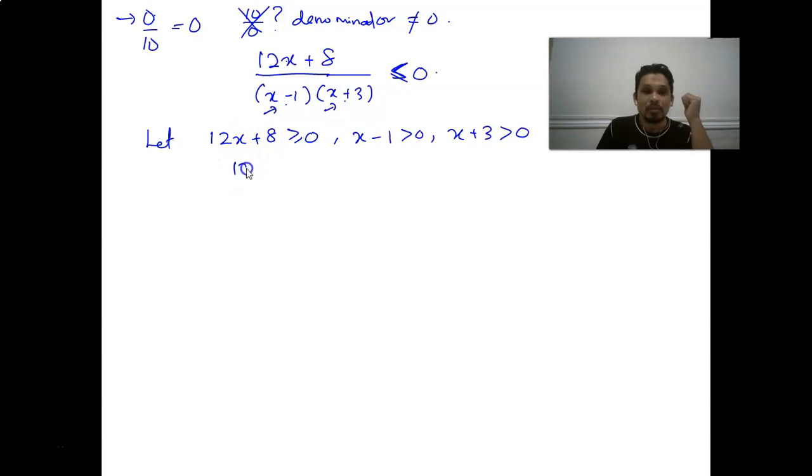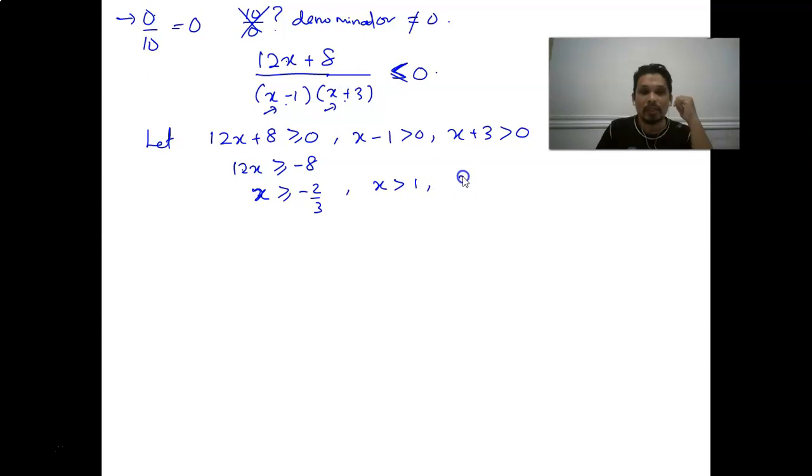So 12x greater than or equal to negative 8, then x greater than or equal. Okay, we divide these inequalities by the positive value of 12, not negative. So 12 divided by 12, negative 8 divided by 12, positive. So the direction of the inequality remains. Negative 8 divided by 12, negative 2 over 3.